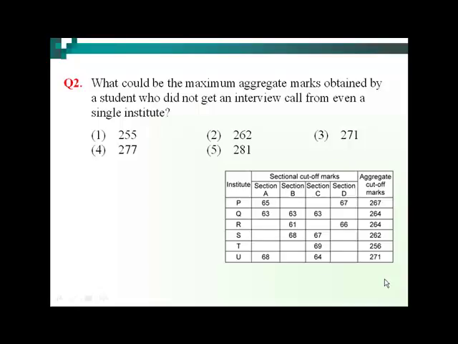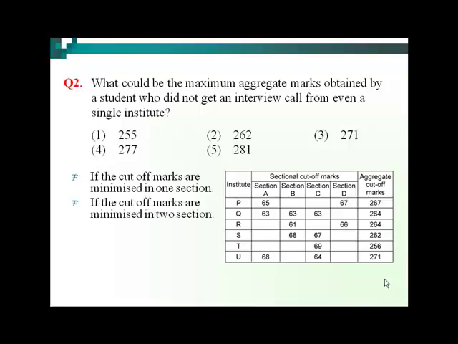Question number 2. What could be the maximum aggregate marks obtained by a student who did not get an interview call from even a single institute? Fine. One way, we'll have to have the maximum score. And second, if I minimize in one section, it is not possible to have a rejection from all the institutes. So we'll rule out this condition. Let us go to the second case.